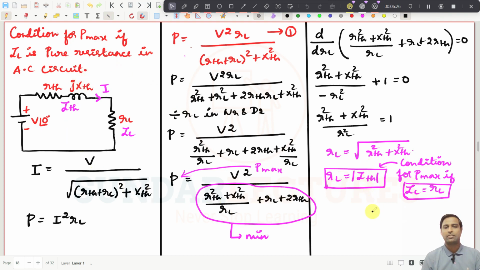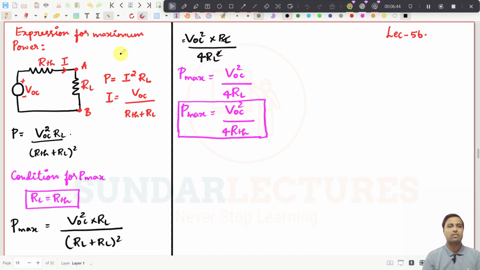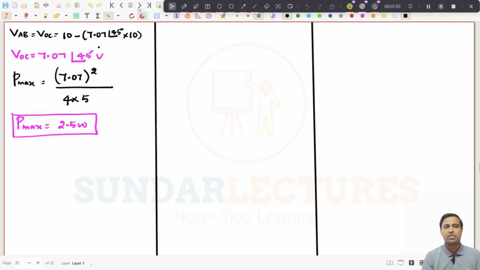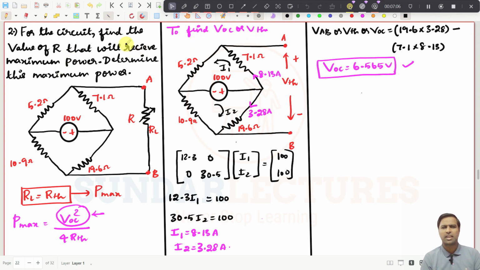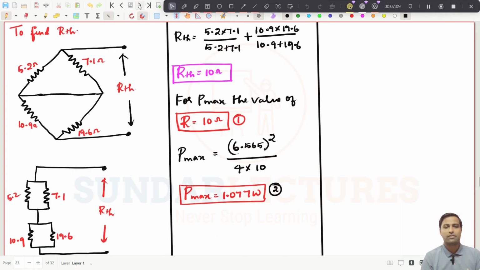We have derived this one. If this load resistor is purely resistive, then what is the condition? Then the load resistor should be the modulus of the Thevenin's impedance, the absolute value, and that is also something we have seen, right? Yes, this is the expression for maximum power transfer. What is the maximum power transfer expression? Pmax is equal to VOC square divided by 4 RTH. In this case, RL should be equal to RTH, or maybe ZL is equal to ZTH, right? We have seen this one, and then we have taken a problem, we solved it to find the maximum power transfer, and we have taken another problem too, right? We have solved it.